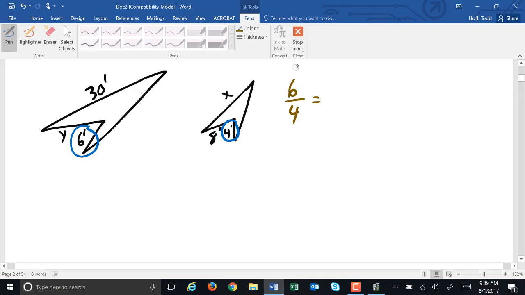Now, if I'm trying to find x, where is the x going to go, with the 6 or with the 4? With the 4, because it's from the same figure as the 4. So x goes down here. What goes above the x? The 30 is the corresponding side from the other figure. So now to find x, we cross multiply and divide. 4 times 30 is 120. Divided by 6 is 20. So x here is 20 feet long.